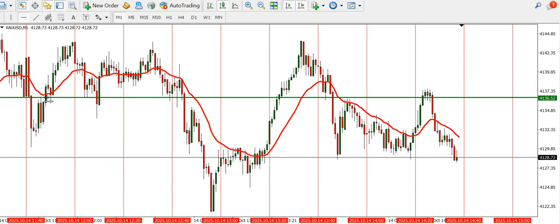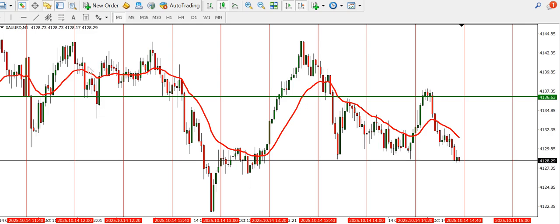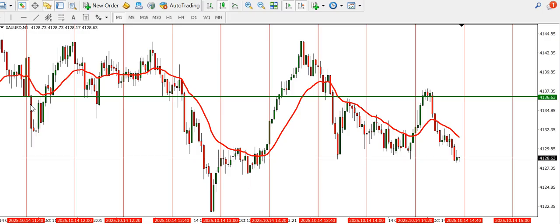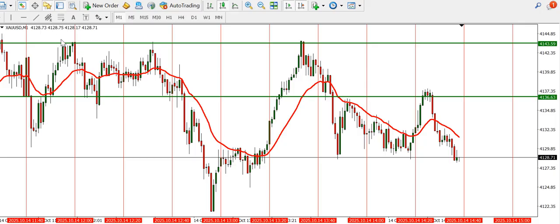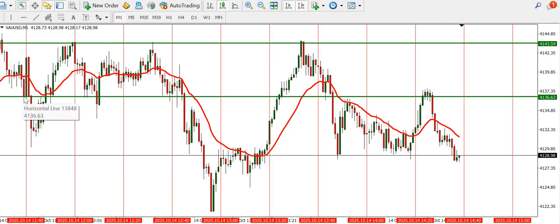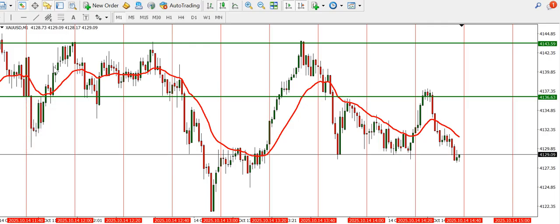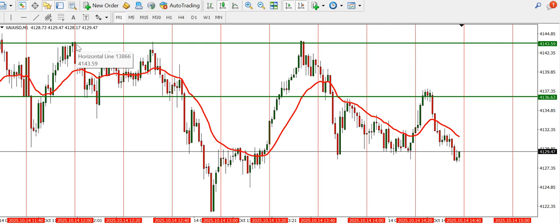To do that, for this particular section, I'll mark up the close of the last candle before this vertical line, and then highlight the close of the last candle in this section before this vertical line. So this is the close here, and this is the close here. From this close to this close, I have an upward movement of price.